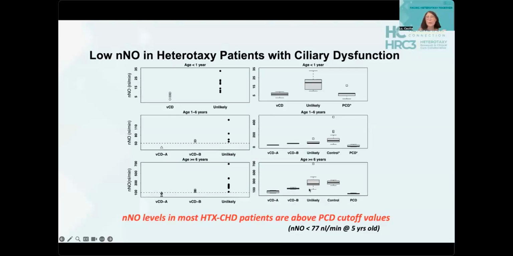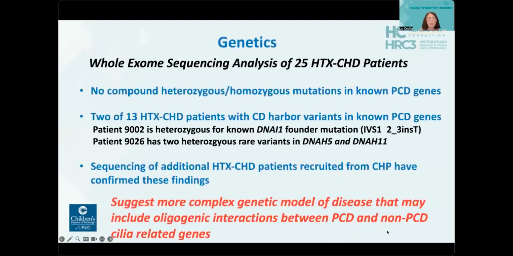And we can see that those with normal ciliary motion look very much like control, which is much higher than the PCD subjects. But in the ones with ciliary dysfunction, we can see that they have much lower NO. And in fact, this category of patients show NO levels that are near the PCD levels, although mostly they're still higher than that of the PCD subjects. So what we find is that the patients with ciliary dysfunction do have reduced NO levels, but they are mostly all above the PCD cutoff value, which is 77 nanometers per minute in subjects 5 years and older.